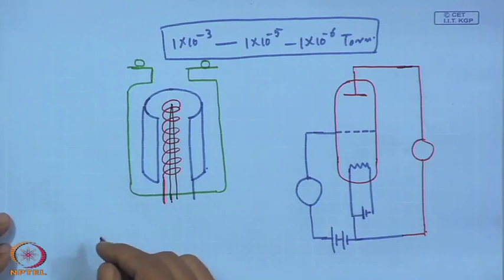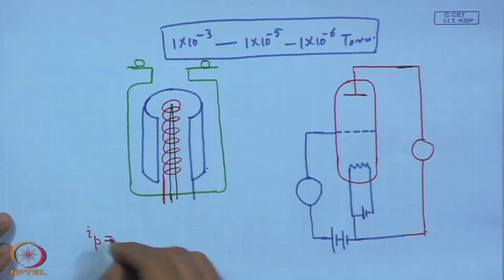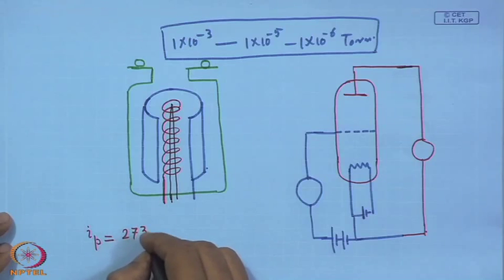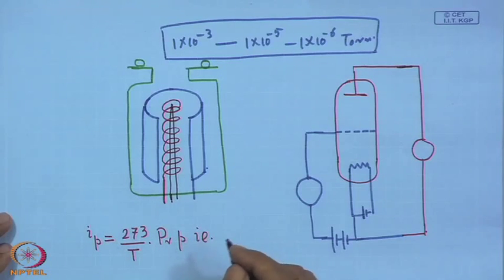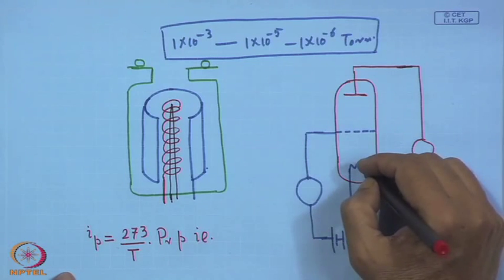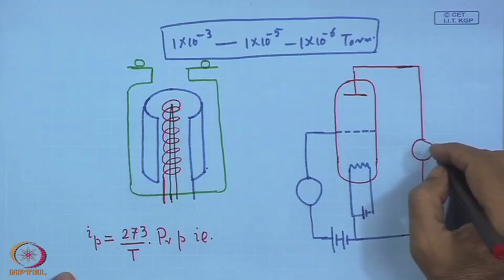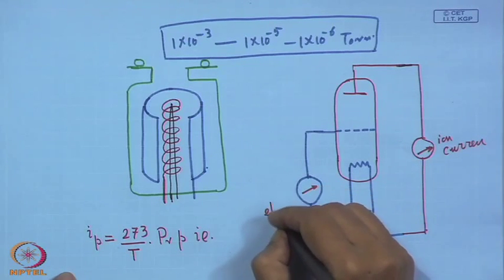Here we can see that this IP we can write just like 273 by T into PR into P into IE. That means, this is one equation which correlates the ion current with the electron current, and P is the inside pressure, T is the temperature, and PR is called the ionization probability, and on this principle this instrument works. So, what happens? This is the electron emitter, and with the residual gas, this is actually the ion current, and this is the electron current.